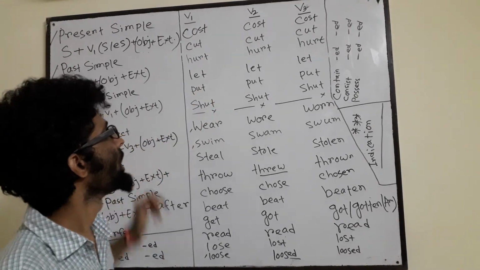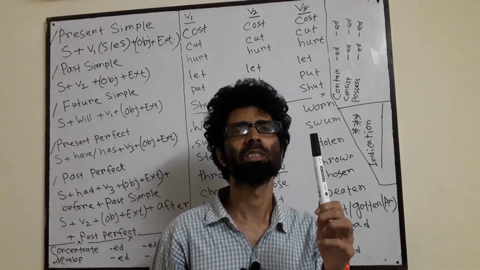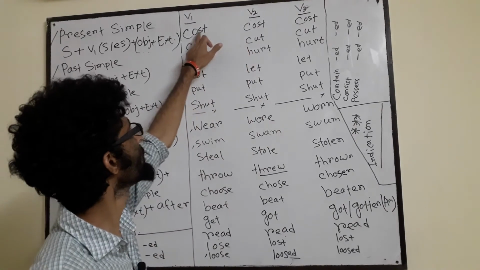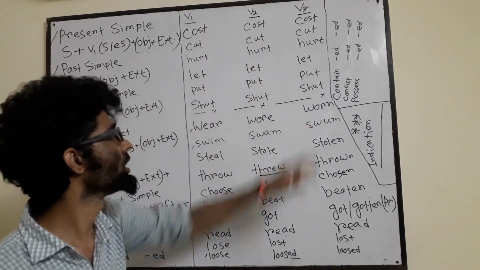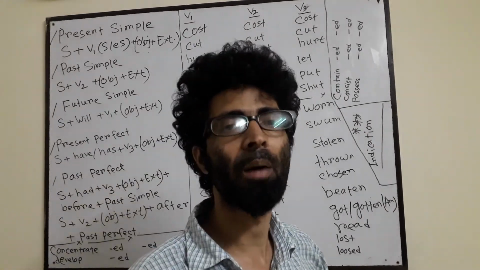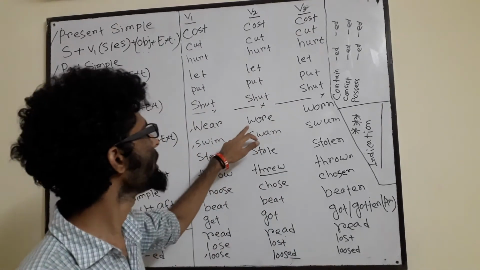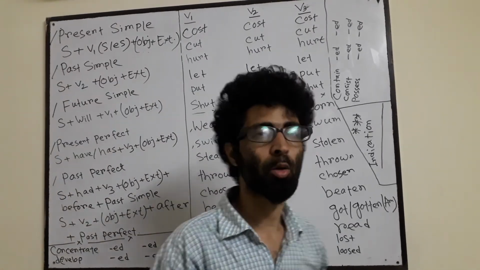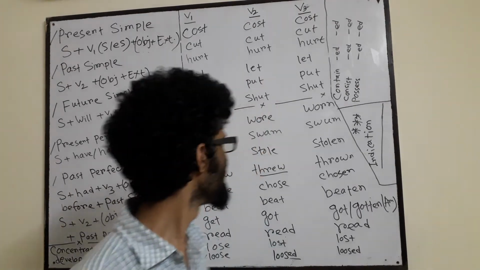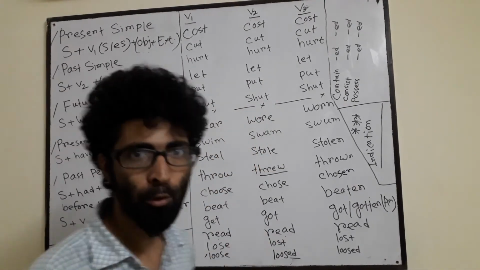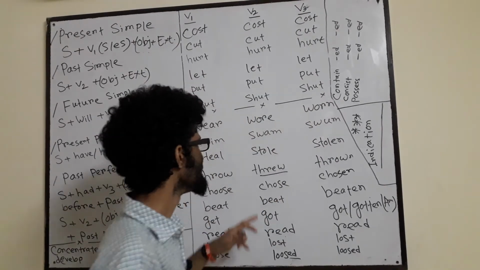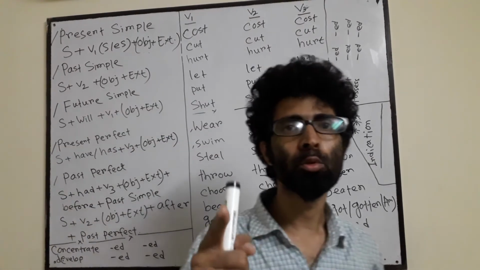Suppose cost. This market cost so high. See, there will be no change. It is not costed. It is cost. Then we can use another. I cut a mango yesterday. Then I wore a t-shirt a few days ago. Then you swam in the pond on Tuesday. Then you stole a mobile phone from a mobile shop. You stole. Then you threw the ball through the window.